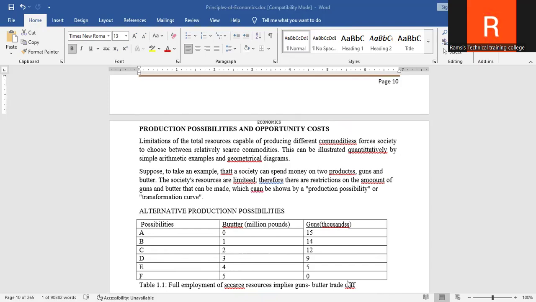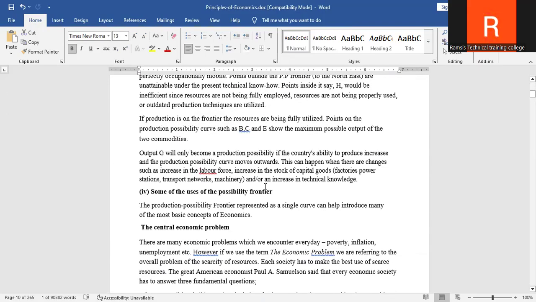Then there is another term called utility. What do you mean by utility? This is the quality of that commodity that normally satisfies human wants.